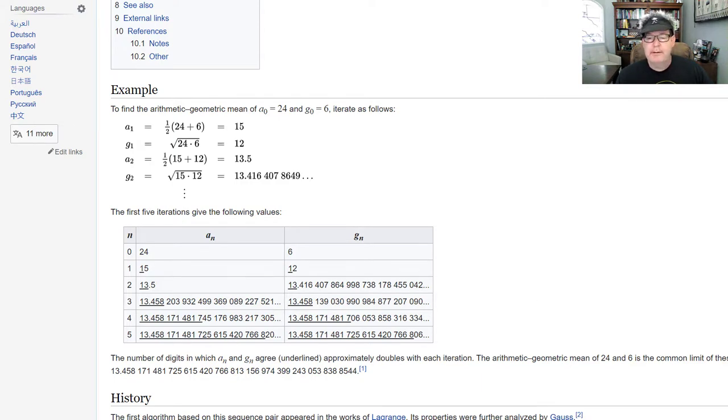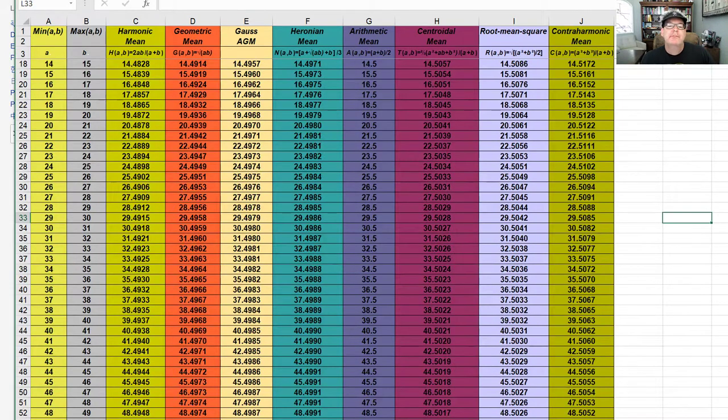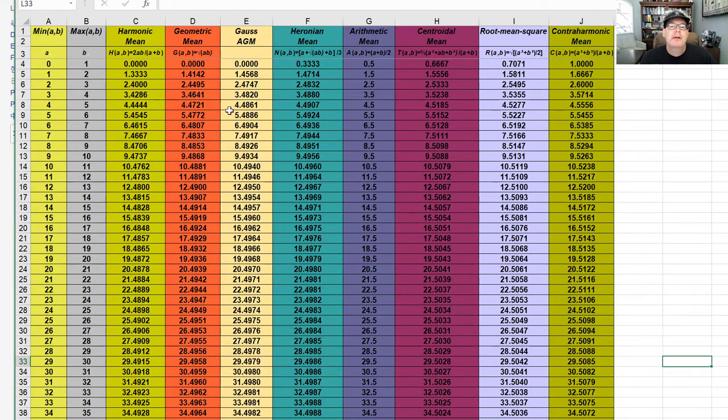So here's a table of all the means we just saw, and you can prove the harmonic mean, you kind of saw in that picture, is always less than the geometric mean, which is less than the Heronian mean, which is less than the arithmetic mean, which is less than the centroidal mean, which is less than the root mean square, which is less than the contraharmonic mean. And of course the max and min are beyond these. I put the max right here though.